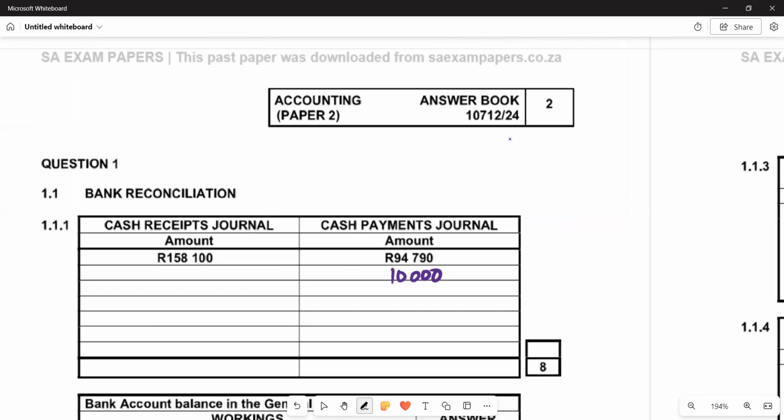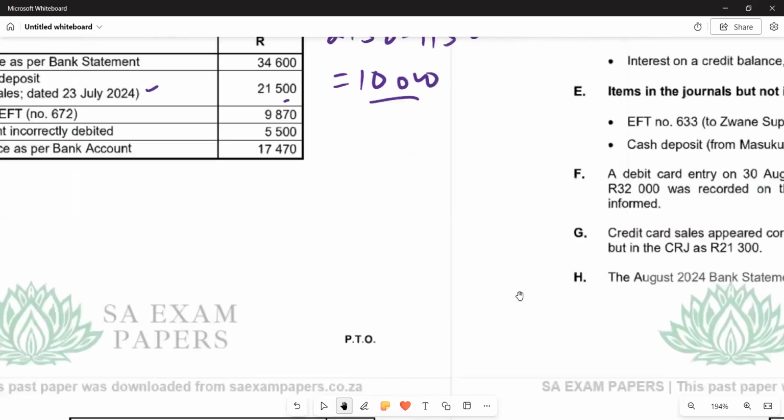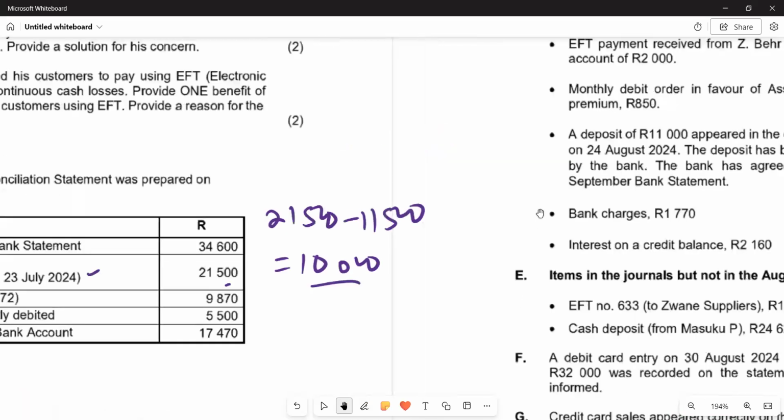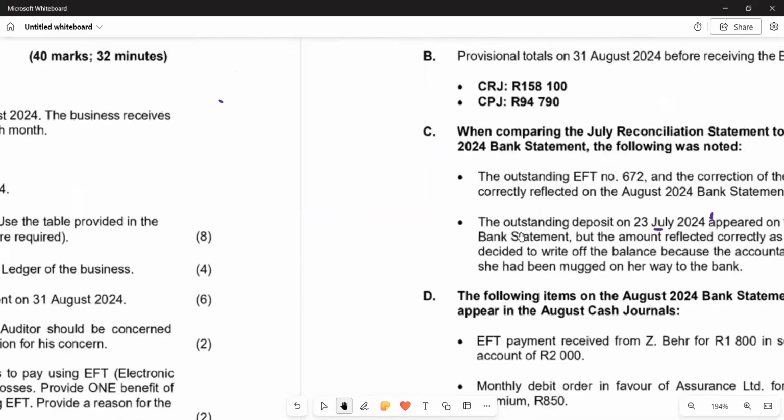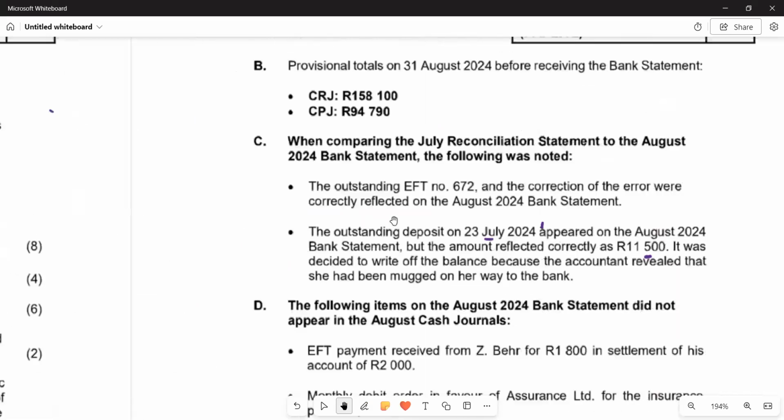We are going to the next item that we have in terms of our adjustments. We now go to the next one, which is D. The following items on the August 2024 bank statement did not appear in the August cash journals.